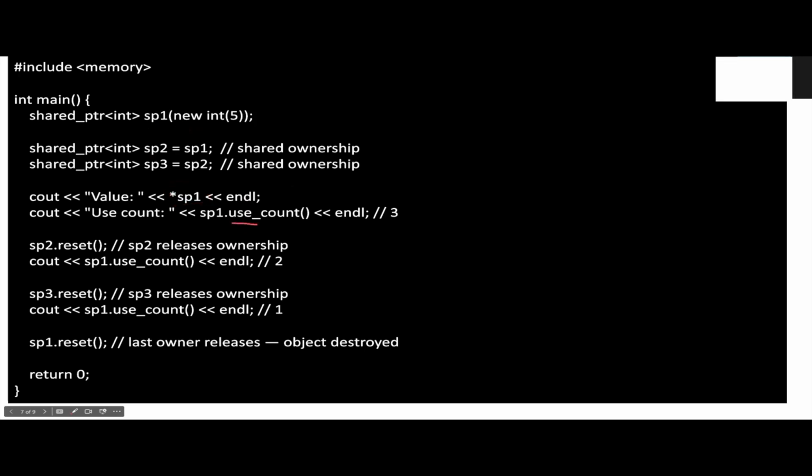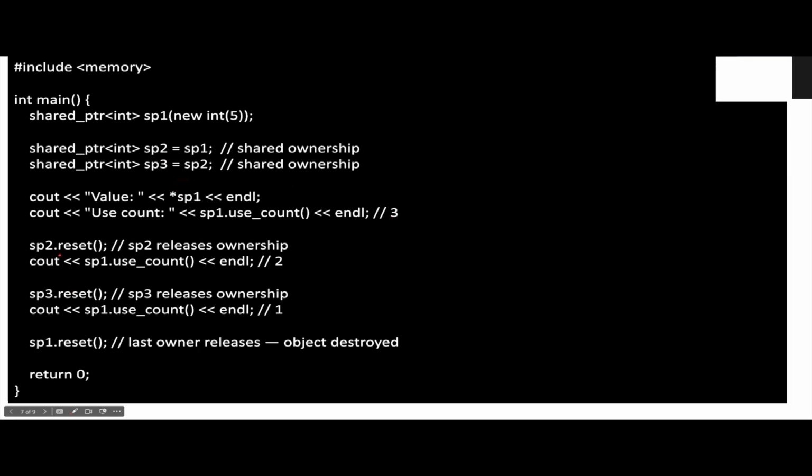There is a function useCount in the shared pointer class that tells you how many owners are pointing to a particular resource. So if you use the useCount function on either sp1 or sp2 or sp3, it will print 3.